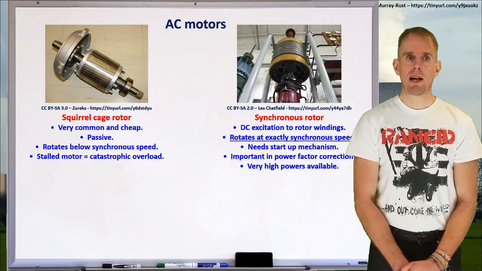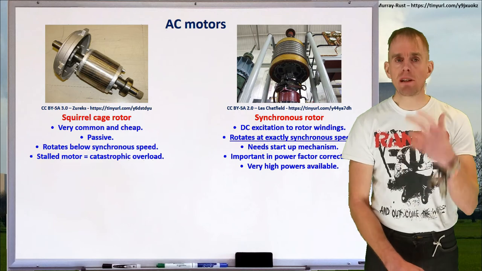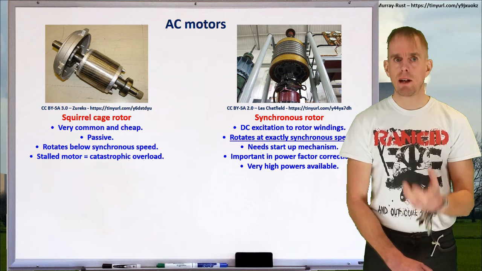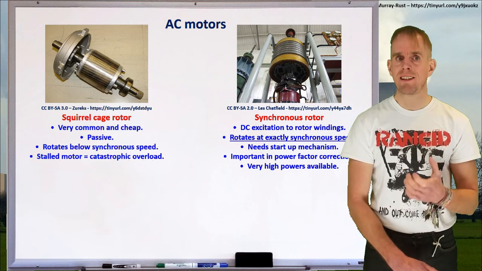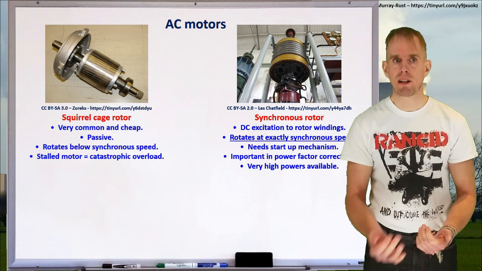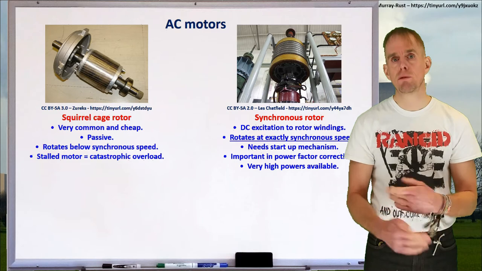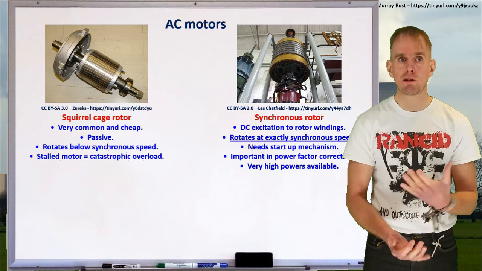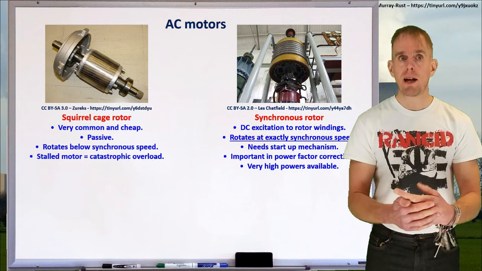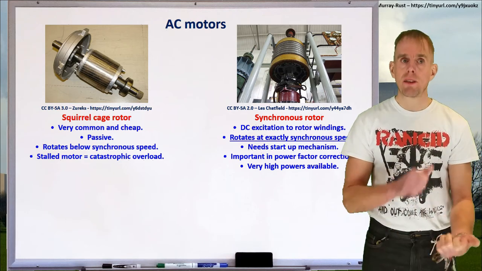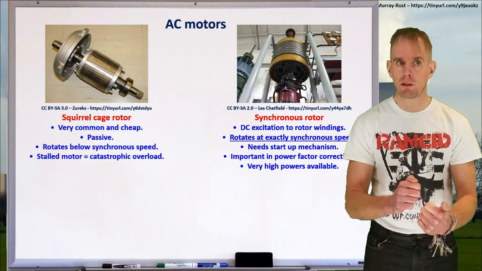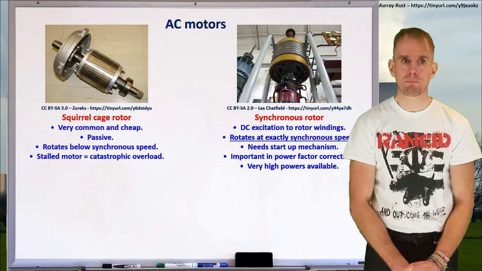Your synchronous motor has a wound rotor. You have a DC current fed into these rotor windings, and that creates its own magnetic field. And the synchronous rotor rotates at exactly the synchronous speed. So you can't go from stationary to rotating at synchronous speed. So they often need some sort of startup mechanism. One way of doing this is to have a small induction motor on the same shaft that just brings the rotor up to speed. And then when the rotor is at synchronous speed, you turn on the set of stator coils that apply to the synchronous motor and turn off the set of stator coils that apply to the squirrel cage or induction motor.